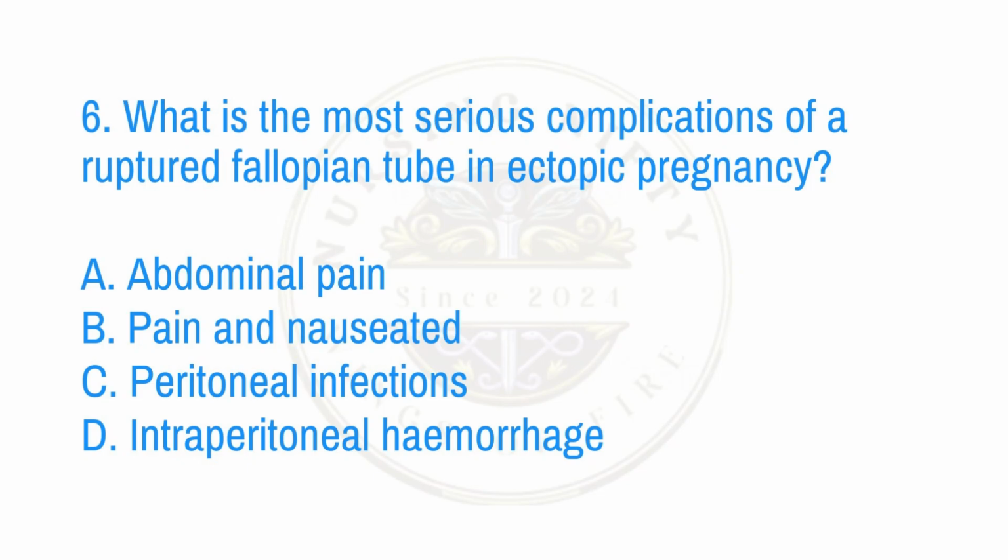When a fallopian tube ruptures in an ectopic pregnancy, it can cause significant internal bleeding into the abdominal cavity, leading to intraperitoneal hemorrhage. This is a life-threatening complication that requires immediate medical intervention to control the bleeding and stabilize the patient. The symptoms may include severe abdominal pain, lightheadedness, fainting, and signs of shock. So prompt recognition and treatment are essential to prevent further complications and ensure the patient's safety.